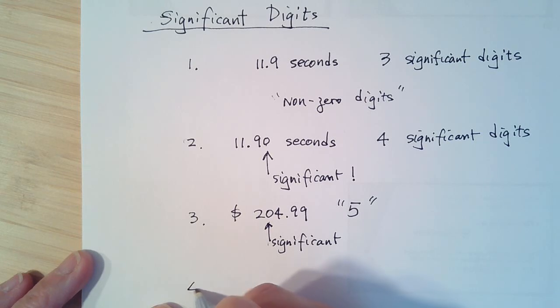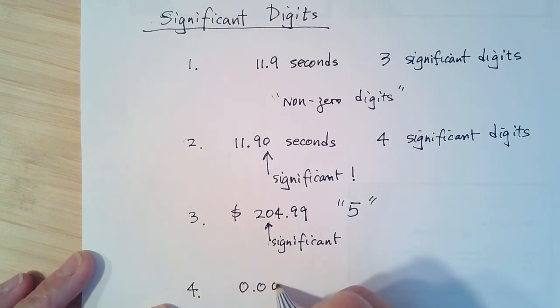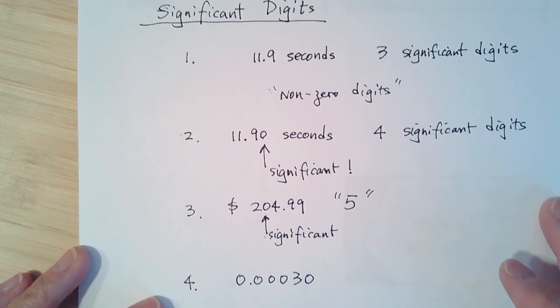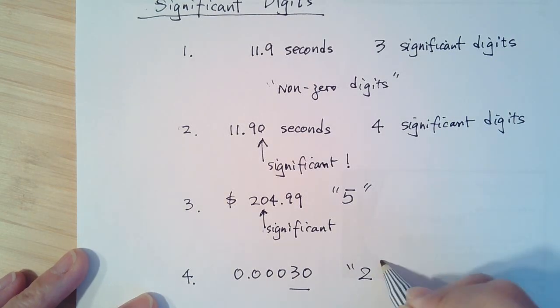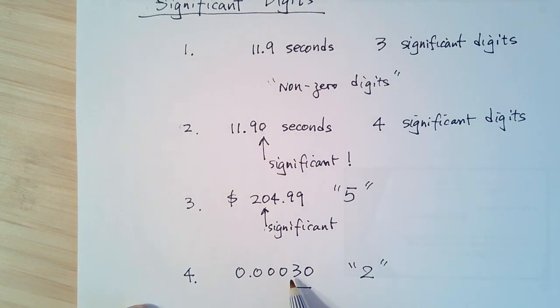Okay, now the next one. 0.00030. It's a little tricky, right? How many significant digits? Guess what? 2. There are 2 significant digits: a 3 and a 0. So zeros to the left of the first non-zero digit are never significant.